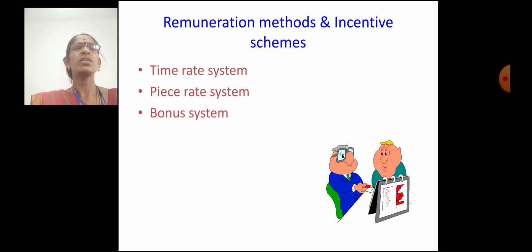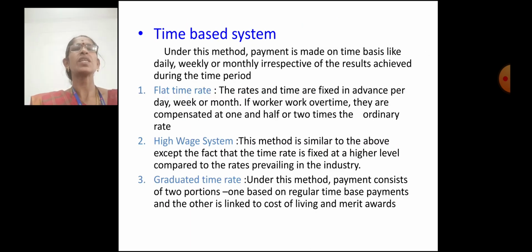The remuneration methods and incentive schemes are time rate system, piece rate system and bonus system. Time based system: under this method payment is made on time basis like daily, weekly or monthly irrespective of the result achieved through the time period. Flat time rate: the rate and time are fixed in advance per day, week or month. If workers work overtime, they are compensated at 1.5 or 2 times the ordinary rates.